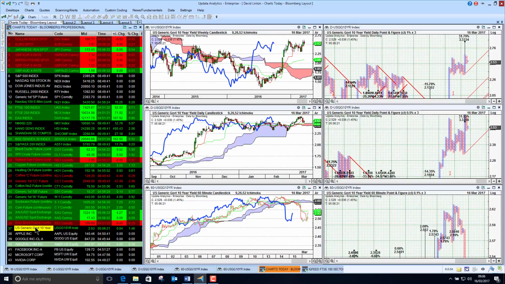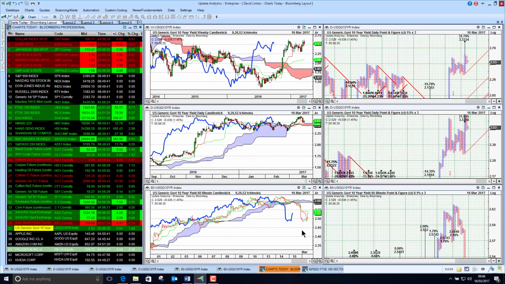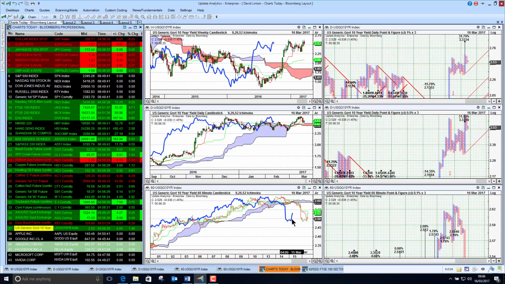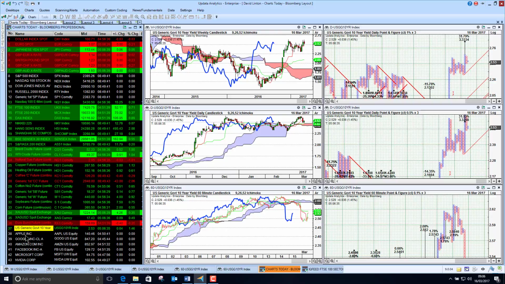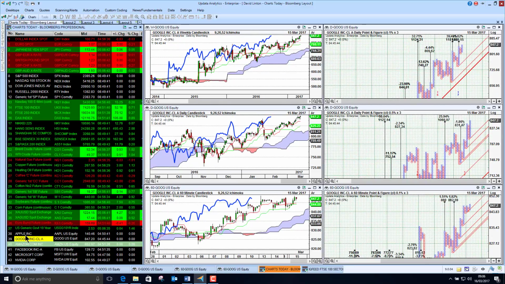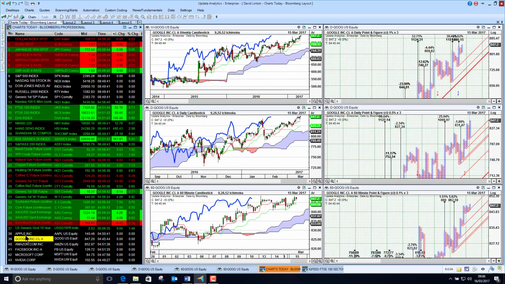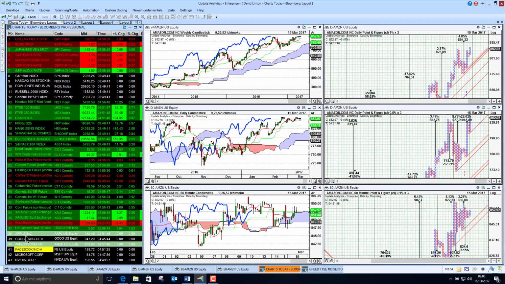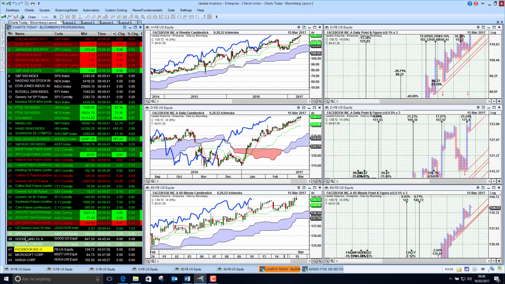Looking at the 10-year government bond, we did fall off yesterday quite sharply, but it's sitting at 2.53 at the moment. Tech stocks generally liked the announcement. We're higher on nearly all stocks. Apple bullish above the cloud, Google still bullish, Amazon bullish. All the tech stocks looking pretty good.